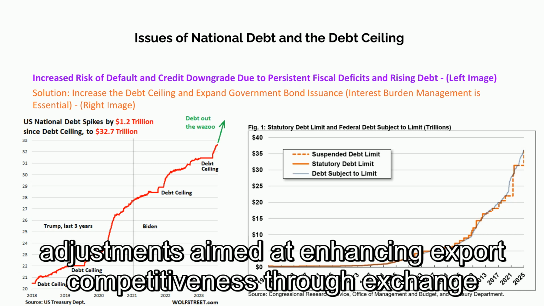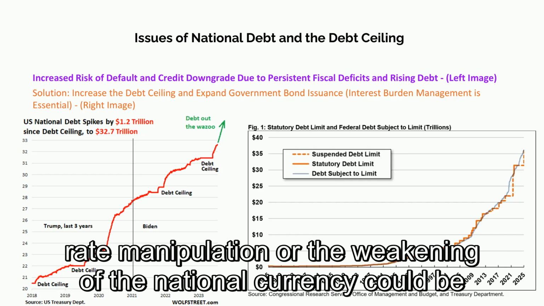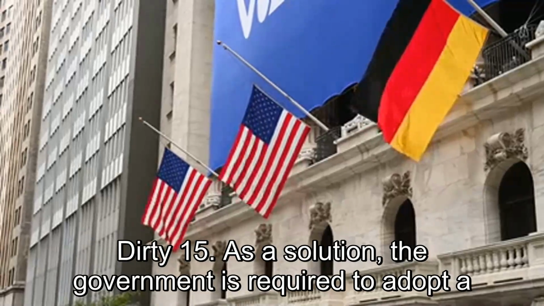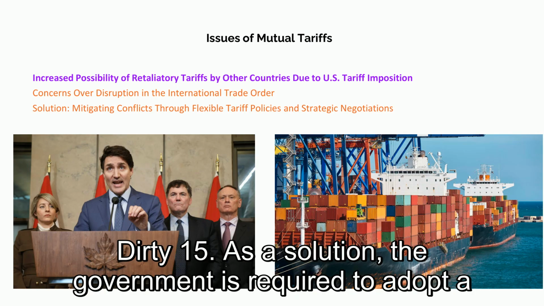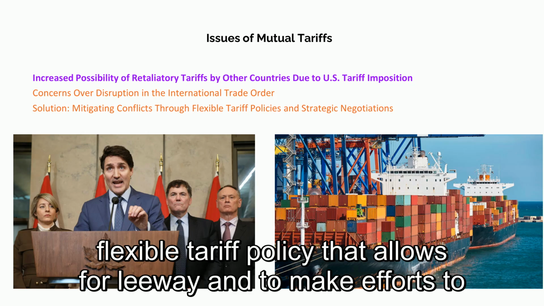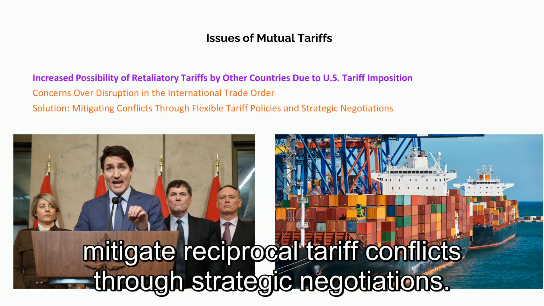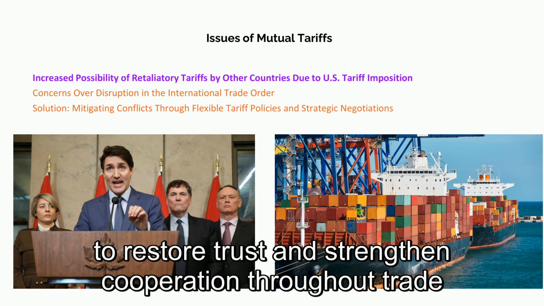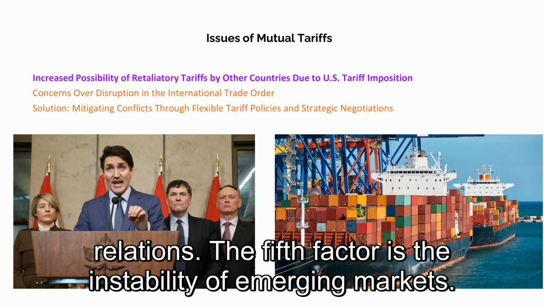For example, tariff adjustments aimed at enhancing export competitiveness through exchange rate manipulation or the weakening of the national currency could be aggressively implemented against major trading partners such as the Dirty 15. As a solution, the government is required to adopt a flexible tariff policy that allows for leeway and to make efforts to mitigate reciprocal tariff conflicts through strategic negotiations. This approach does not merely stop at adjusting tariff rates, but aims to restore trust and strengthen cooperation throughout trade relations. The fifth factor is the instability of emerging markets.